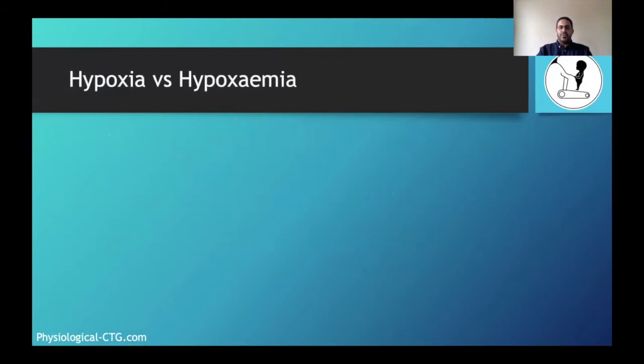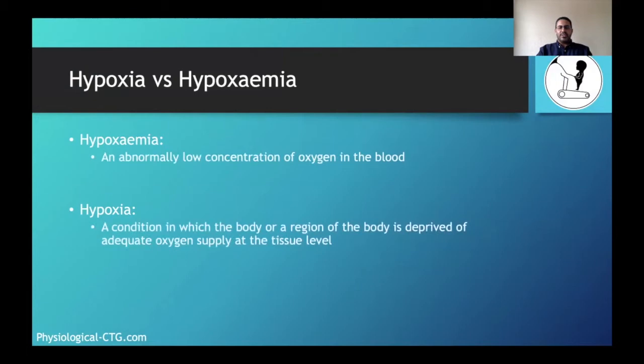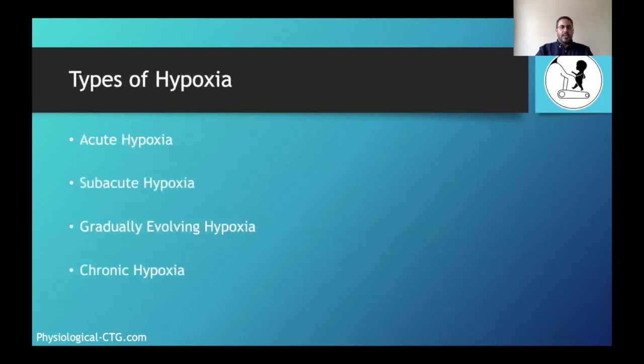Okay. We always talked about the difference between hypoxemia and hypoxia. Hypoxemia, low oxygen in blood. Hypoxia, low oxygen in the tissues. We are concerned about hypoxia, not hypoxemia. Yes? Yes. So the reason being is that hypoxia is the damaging element. Hypoxia is what causes brain damage, causes tissue damage, causes heart failure. Okay. So 4 types of hypoxia we always discuss: acute, subacute, gradually evolving, and chronic.